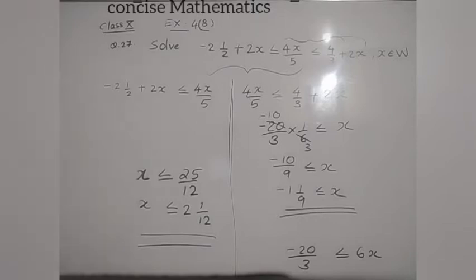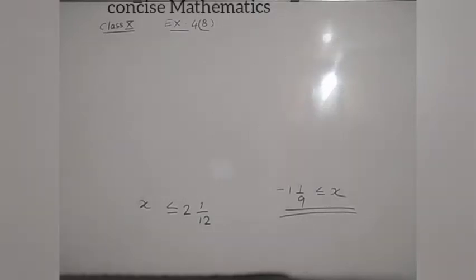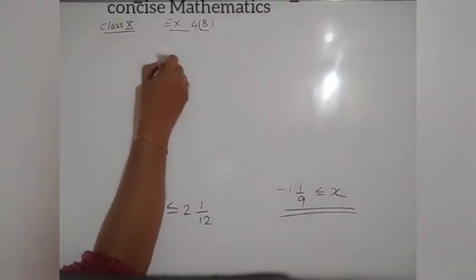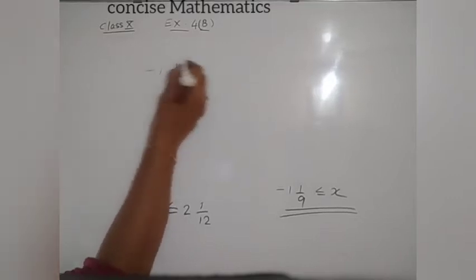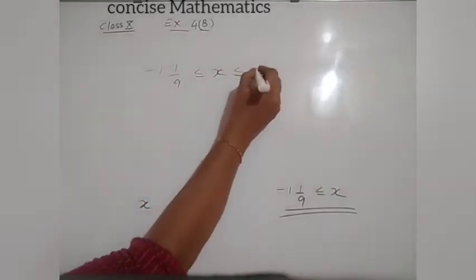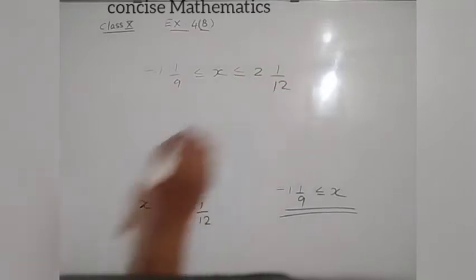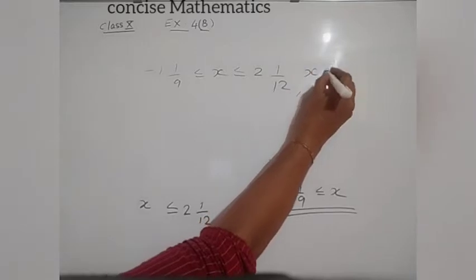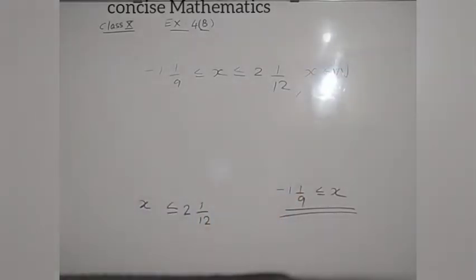Let us write this together: negative 1 1 by 9 less than or equal to x less than or equal to 2 1 by 12. Also, it is given that x belongs to whole numbers. We have to take the solution set from whole numbers only.